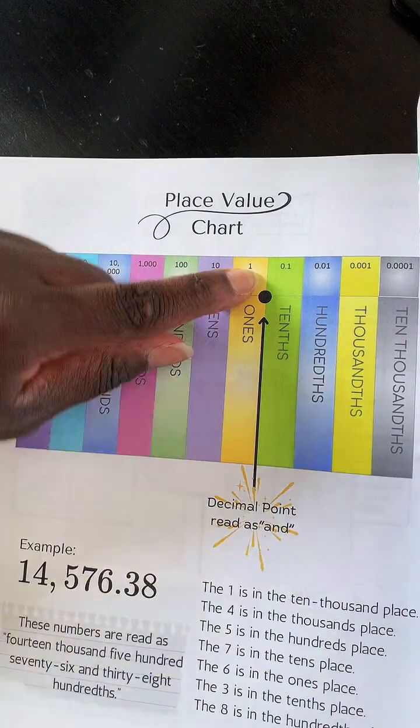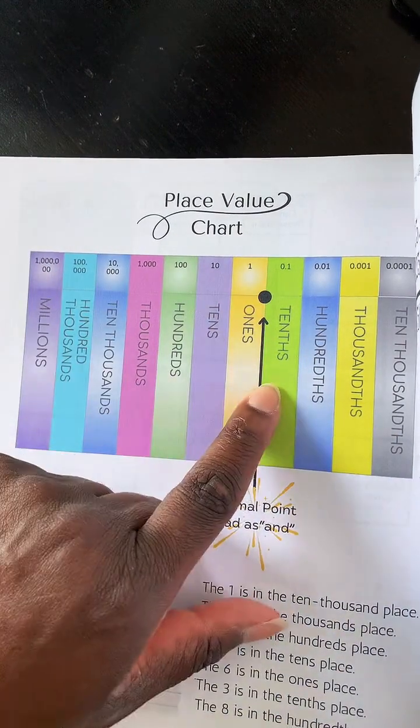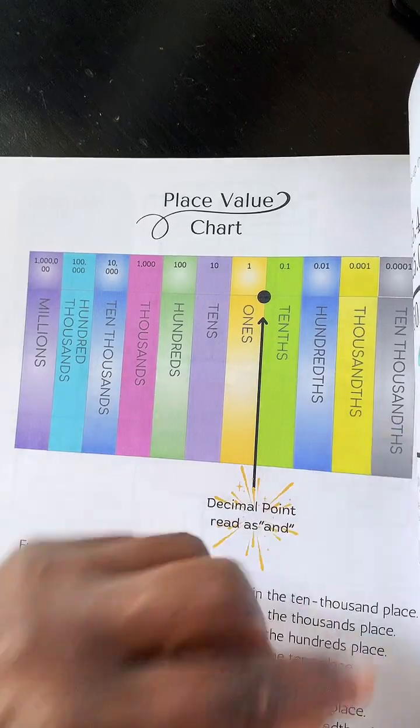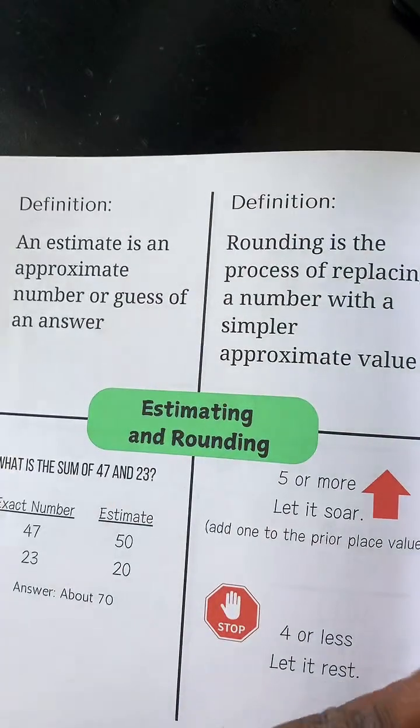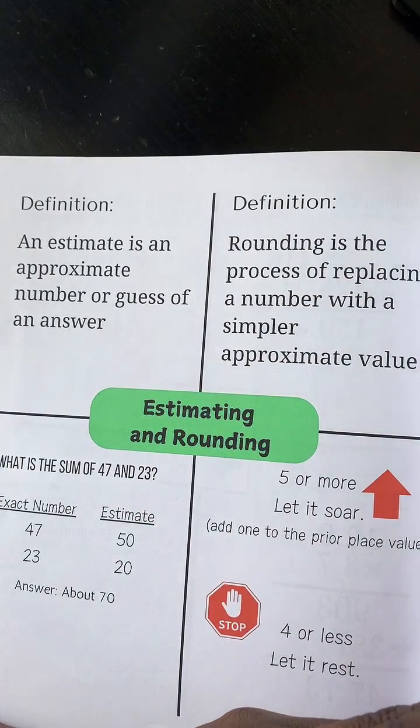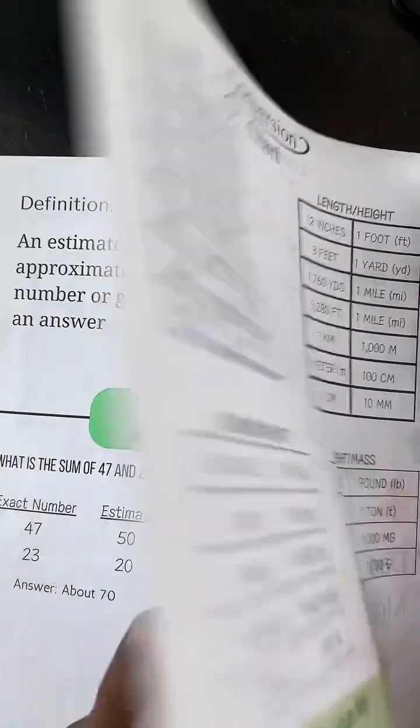Okay, here's that decimal plate. This is how you read with the "and." Then we talk about the "th" at the end, then also estimating and rounding. Some of our kids are really prone to doing that.